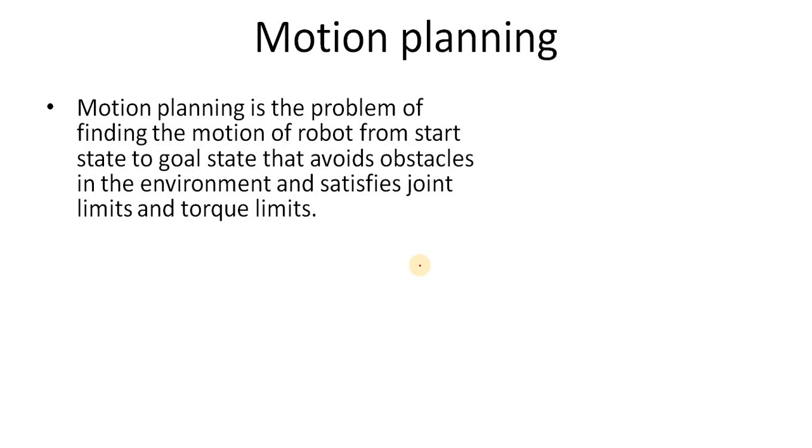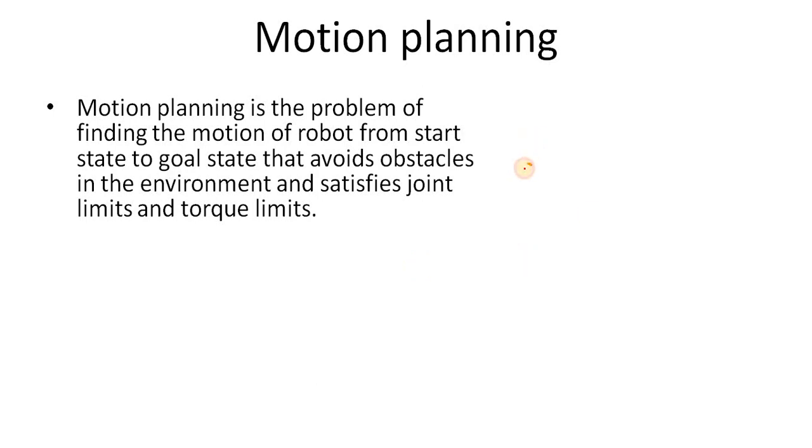Okay, so let's see what is motion planning. By definition, motion planning is a problem of finding the motion of the robot from start state to goal state that avoids obstacles in the environment and satisfies joint limits and torque limits. So in simple words, motion planning means the motion of a robot from its start position to the target position by avoiding the obstacles.